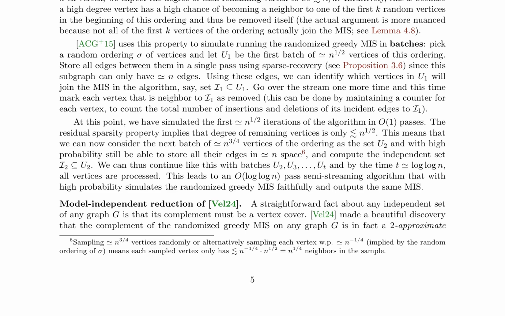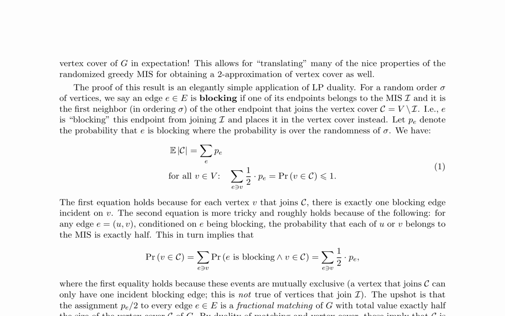The model-independent reduction of Veld-24 shows that the complement of the randomized greedy MIS is a 2-approximate vertex cover in expectation. This result is obtained through an elegant application of LP duality, where the probability of an edge being blocking is used to define a fractional matching. The assignment of probabilities to edges yields a 2-approximate fractional matching, implying that the vertex cover is a 2-approximate vertex cover. The combination of these two works implies a semi-streaming algorithm for finding a 2-approximate vertex cover in dynamic streams.